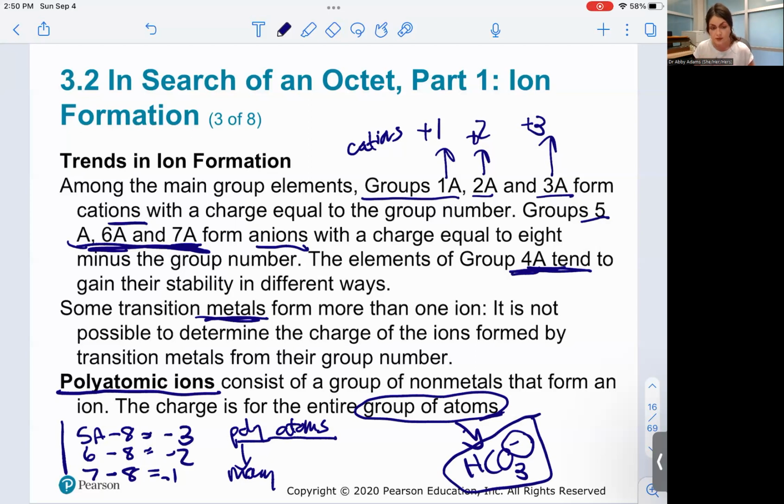So when you start to think of the table in these relative ways, metals, nonmetals, polyatomic ions, it's going to help you whenever you're trying to name these ions, when you're trying to write down what that actual name for that element or compound is. Okay.